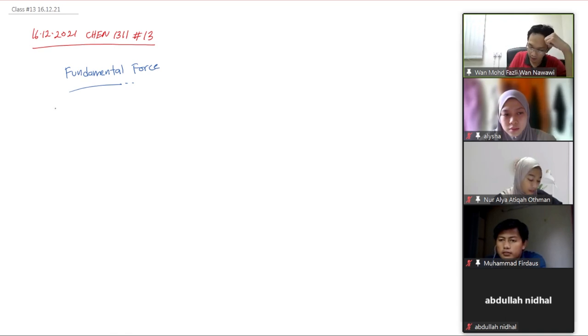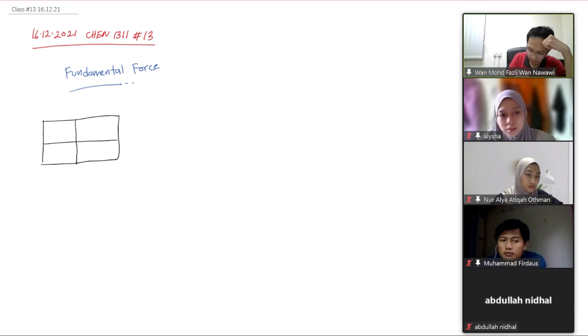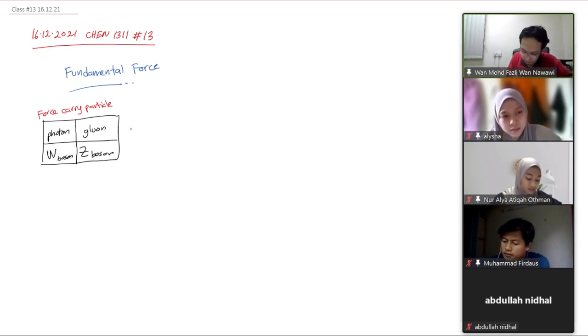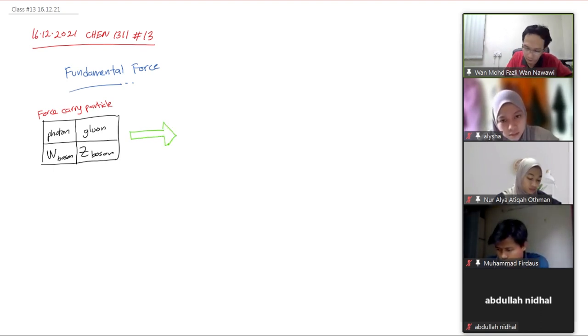So here we have the force carrying particles. Let's say there are four, for example: we have the photon, the gluon, the W boson, and then the Z boson. This is basically the force carrying particle, meaning that in order for the four fundamental forces to occur, these are the particles that carry the force itself. So this one is responsible for four things.